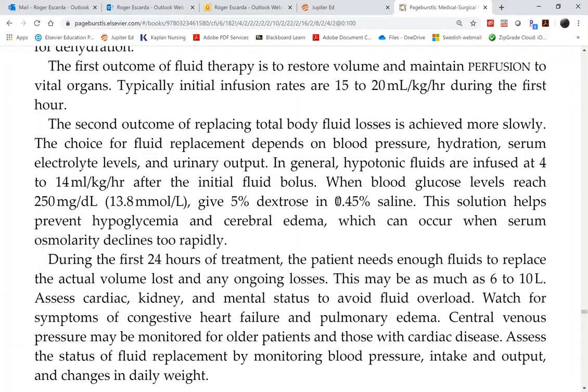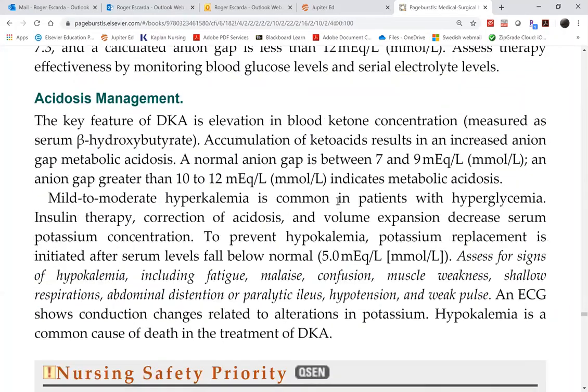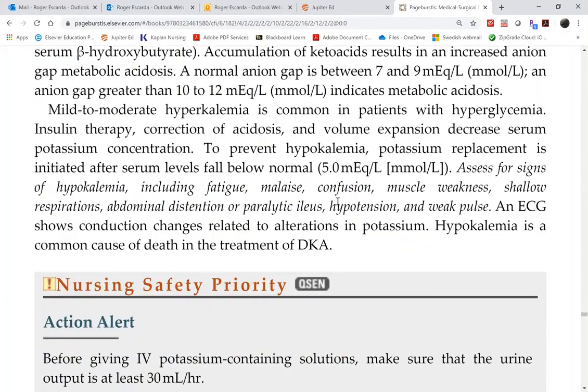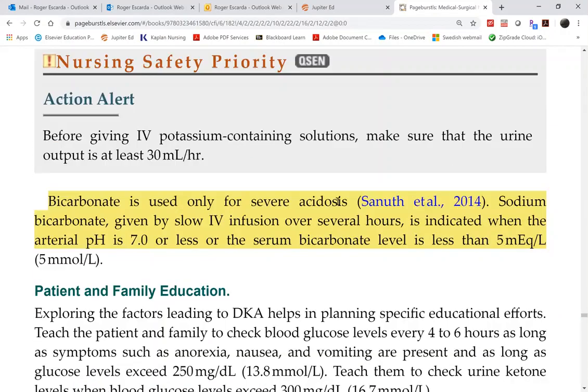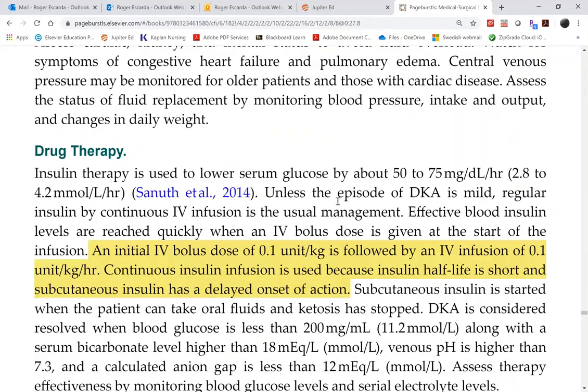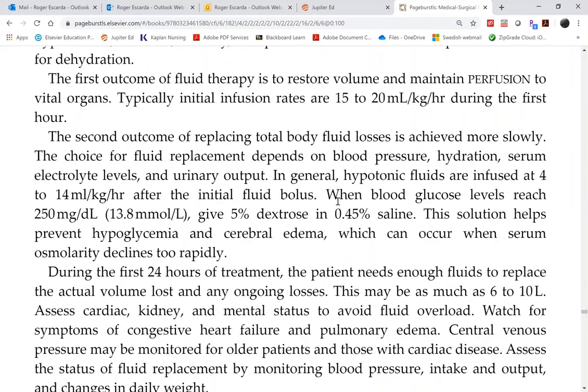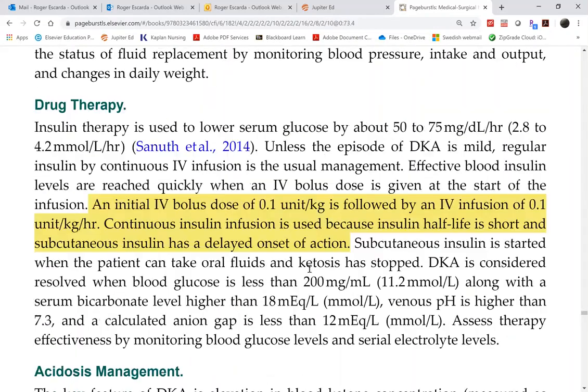Any question? That's DKA. And then you just continue to monitor until we reach less than 200. This is now considered resolved. So DKA is over.